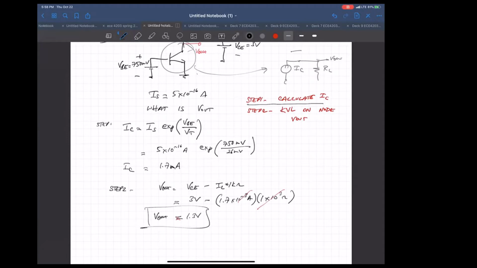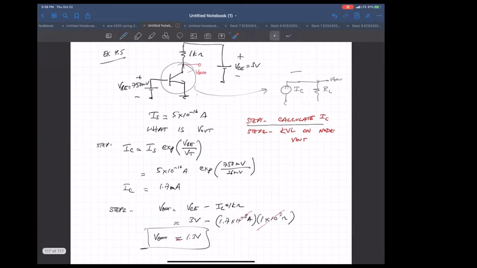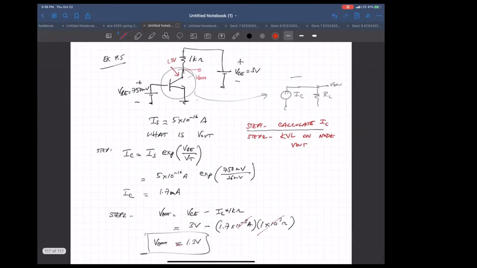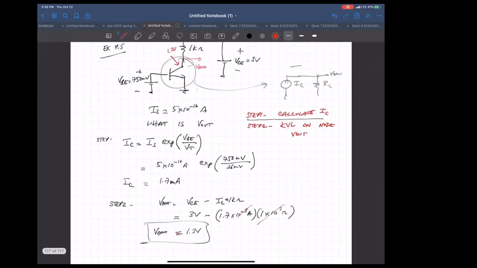And then looking at our initial assumption, if I have 1.3 volts here, the collector is 550 millivolts above the base, which means that it is indeed reverse biased. So I'm in good shape. Basically, you get an output voltage of 1.3 volts. Any questions about that?